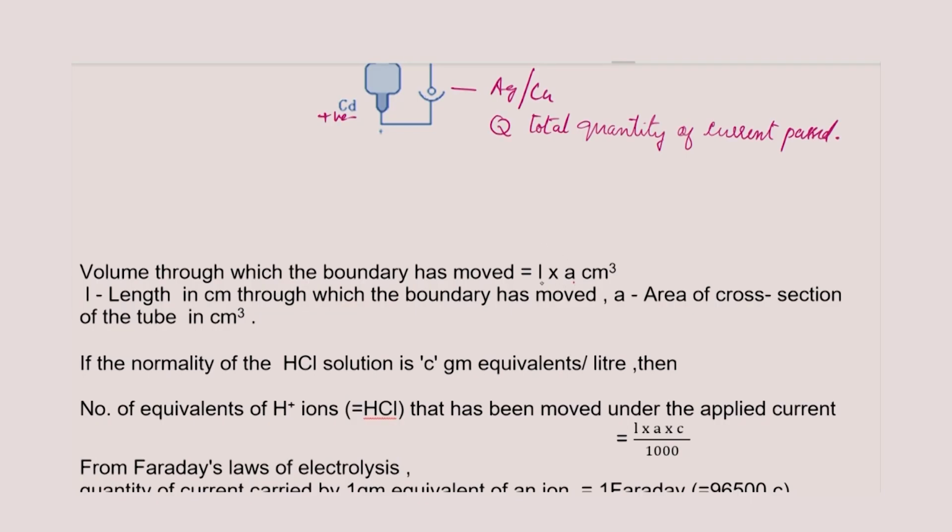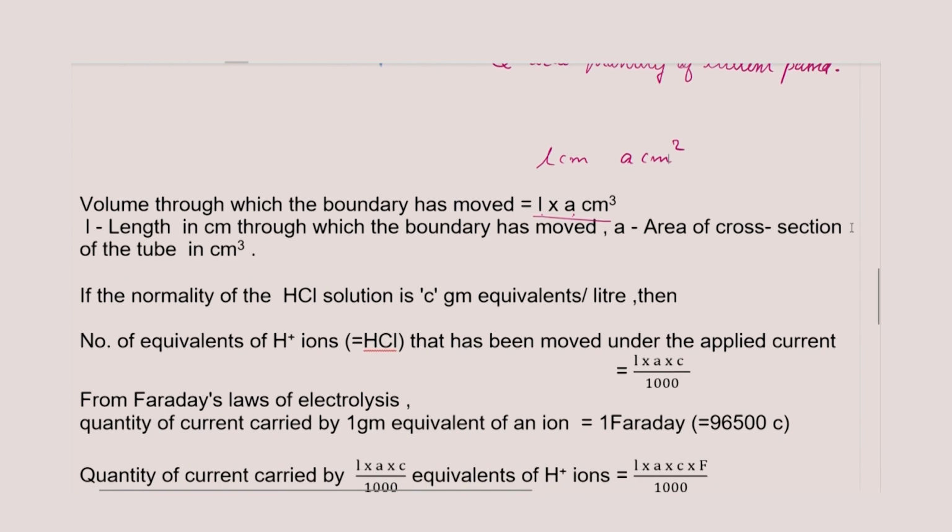Let the volume through which the boundary has moved be determined. It has moved a distance of L across a cross section of A. So, that makes a volume of L into A centimeter cube, where L is the distance moved and A is the area of cross section.